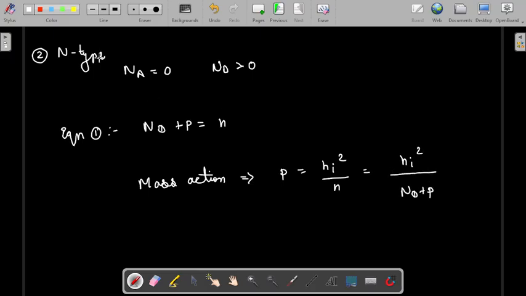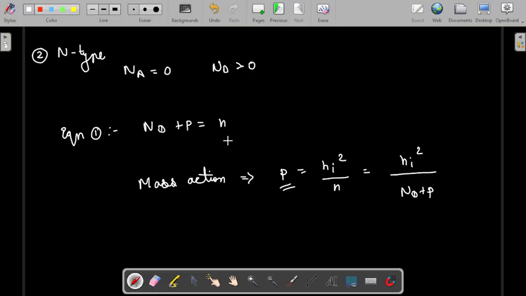So if they are giving an N type and giving these values and they are asking for the minority charge carrier, then we have to substitute all the formulas and all the constant values here, and find out the minority charge carrier. For this case only, we are analyzing the charge neutrality and all these things. So let's find the minority charge carrier here.